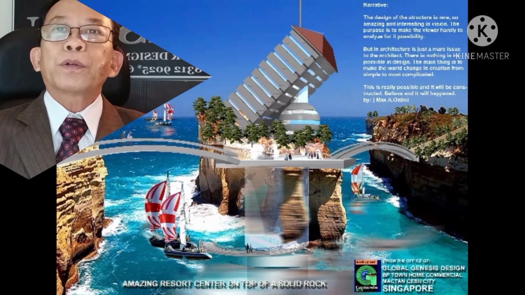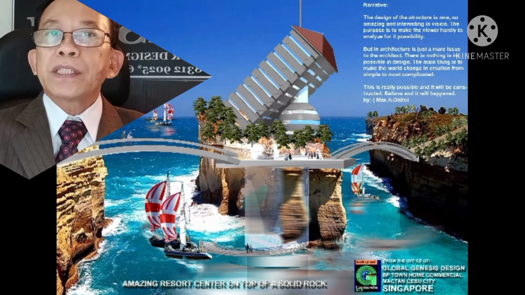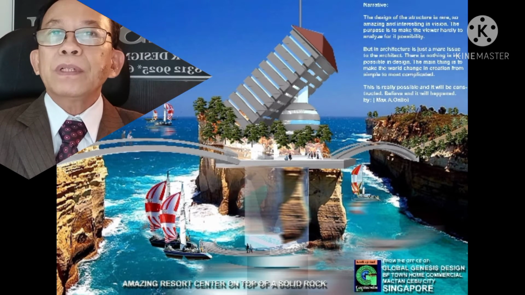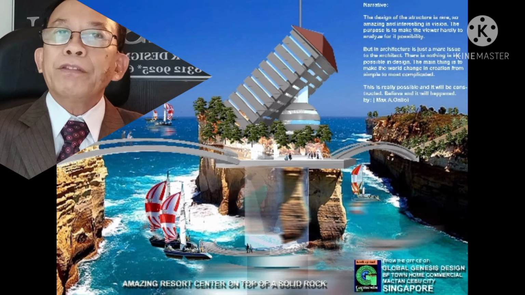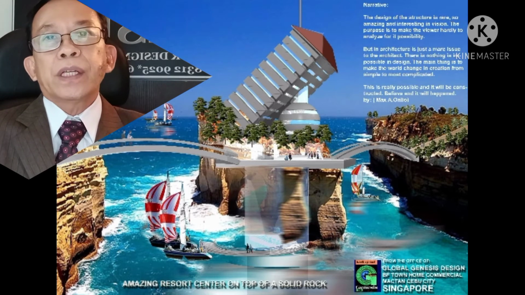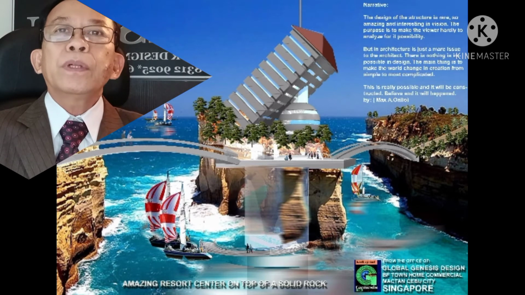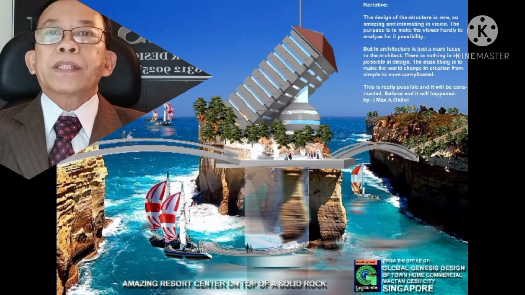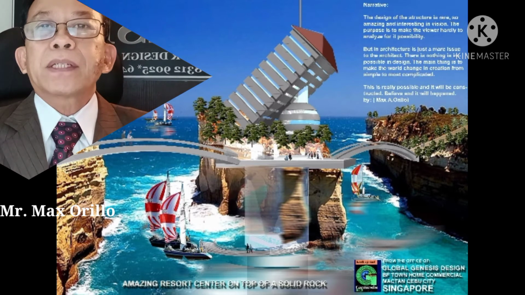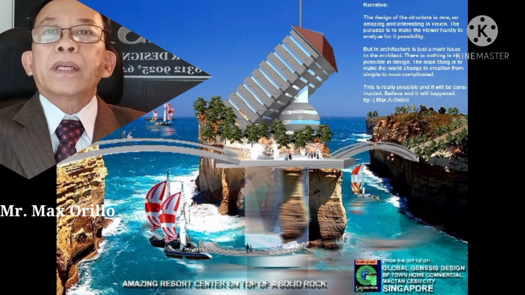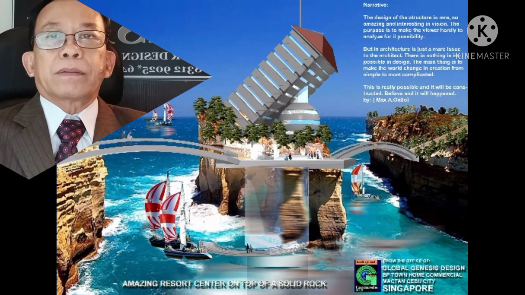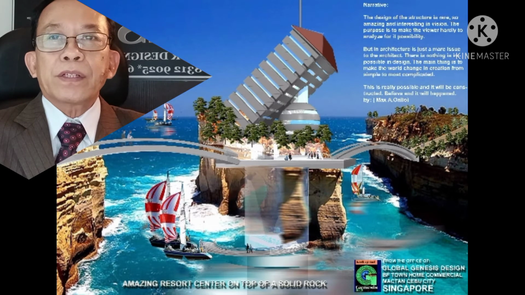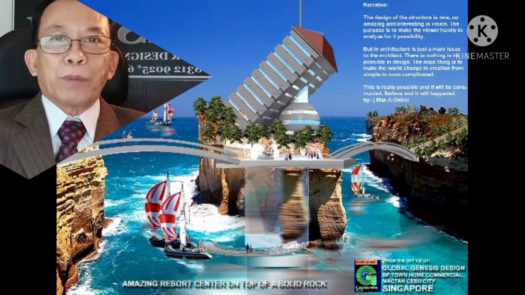In architecture, that is just a mere issue for architects. There is nothing impossible in design. The main thing is to make the world change in creations, from the simple to the most complicated design. This is really impossible, and yet it will be constructed. As I said, there is nothing impossible in design, because architects prefer impossible to possible things.